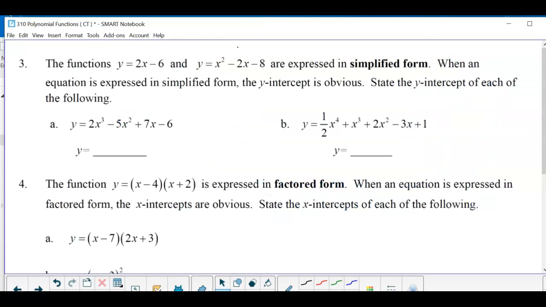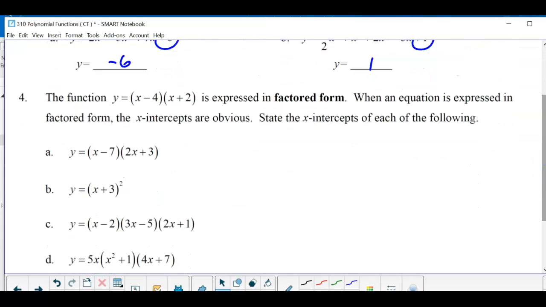So we sketch that. Now, from those, they are expressed in simplified form. When the equation is expressed in simplified form, the y-intercept is obvious. It's the constant term. So here, negative 6, here 1, doesn't require any work. When the function is given in factored form, an equation, it's easy to find the x-intercepts, right? So y-intercept, it's easiest when it's in simplified form. X-intercepts when it's been factored.